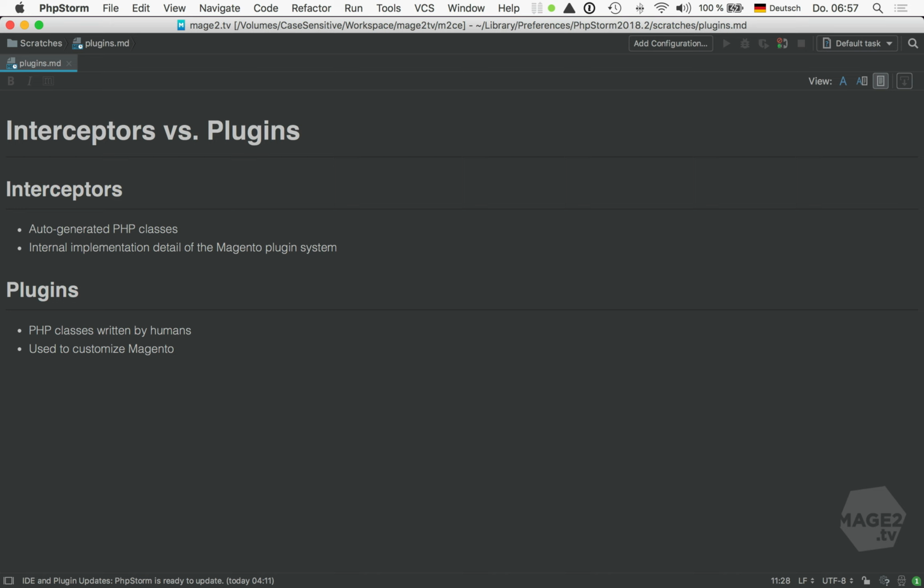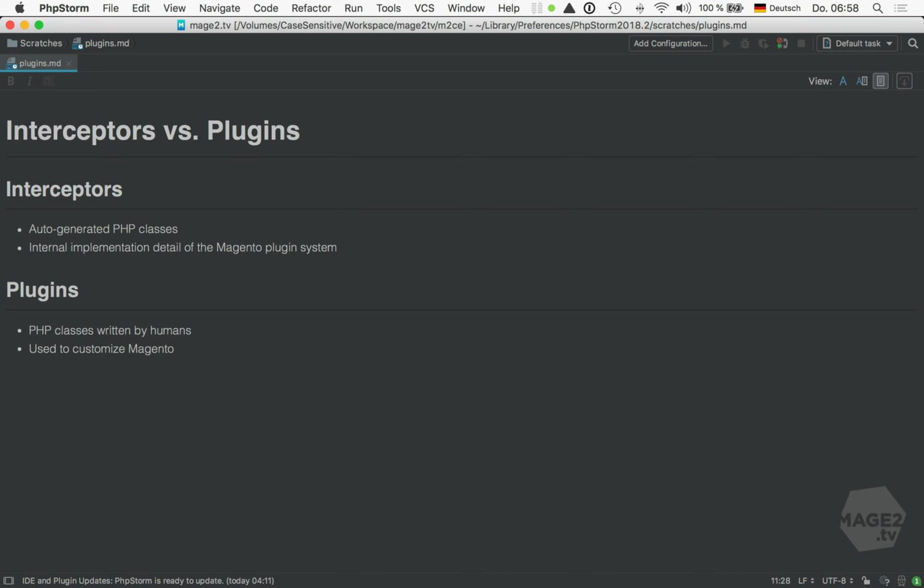Interceptors are auto-generated PHP classes. They are part of how the Magento plugin architecture is built. We consider them an implementation detail. Plugins, on the other hand, are the PHP classes that we write to customize Magento. They are written by us developers. Plugins are the interesting things.